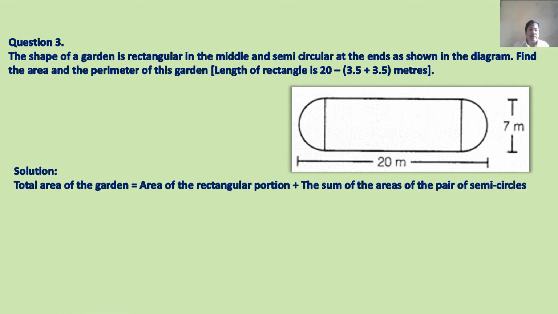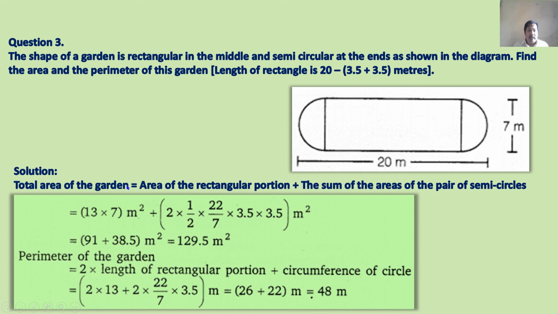In the solution, total area of the garden is equal to the area of the rectangular portion plus the sum of the areas of the pair of semicircles. Pair means two are there, isn't it? So we have to add these two as well as the area of the rectangle. Then you will get the total area of the garden. Yes, we know. Now let us see.